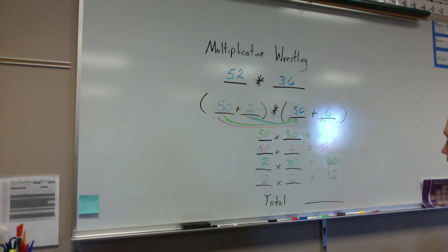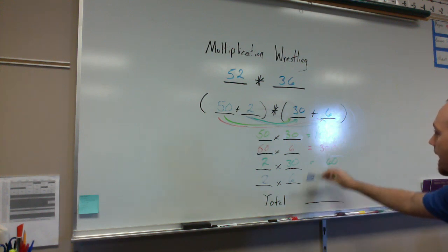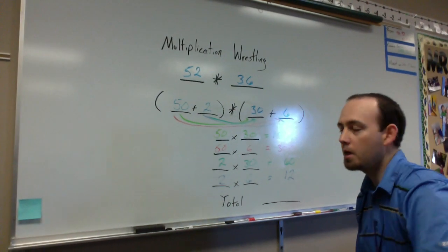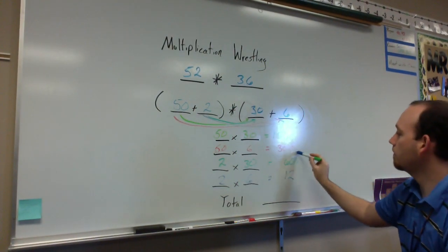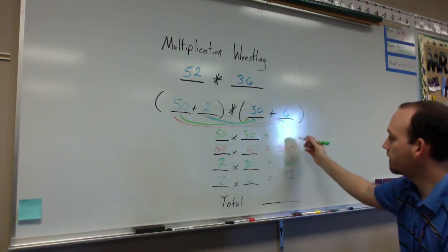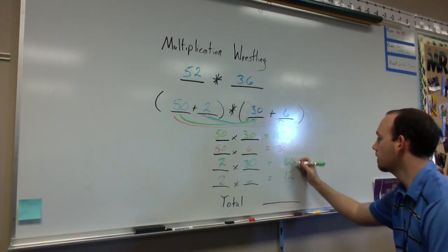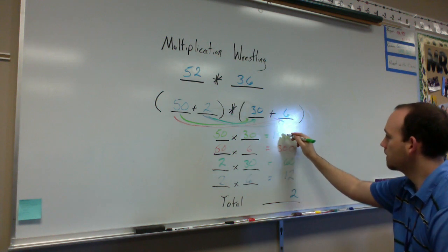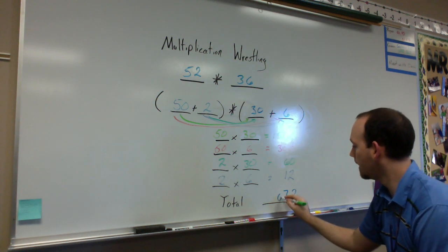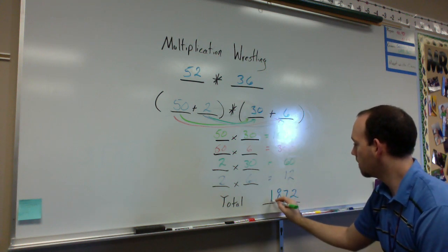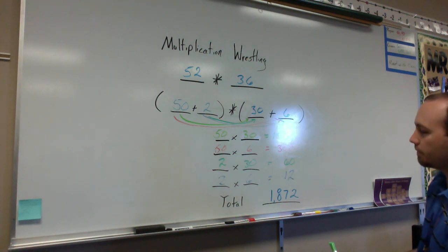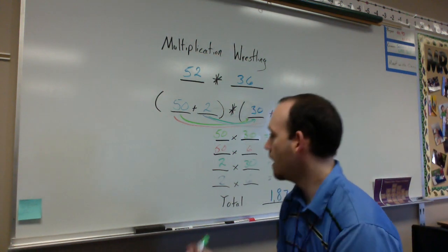Now to figure out our total answer, we just add up all of these partial products that we have here. So we have 1,500, 360, and 12. Make sure that they are lined up by place value, so you're adding all of the ones places together. So we get a 2, 0, 0, 6, and 1 gives us a 7, 5 and 3 is an 8, and just a 1. We end up with an answer of 1,872.